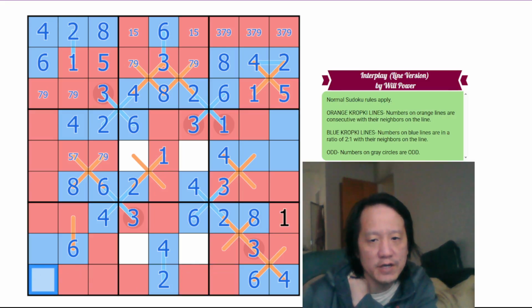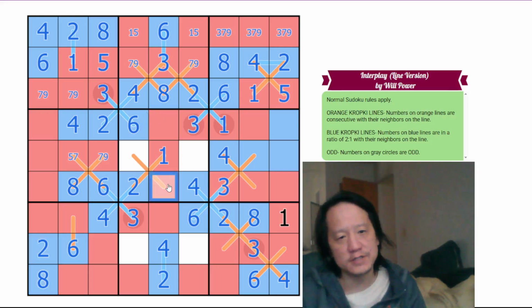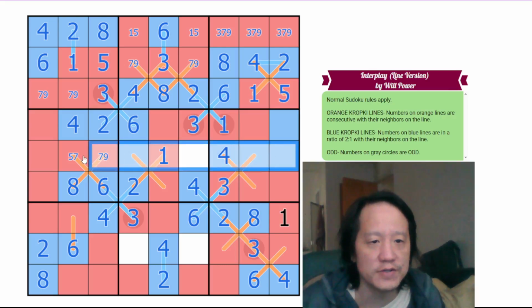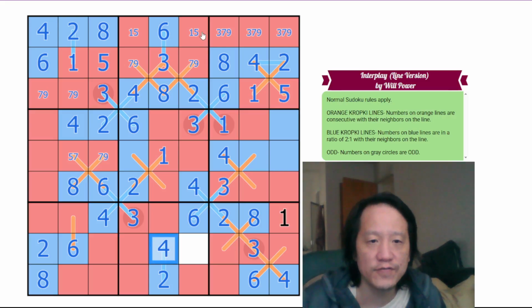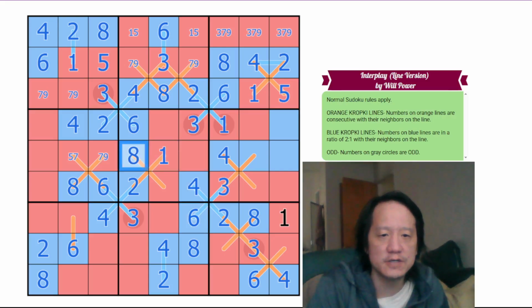And this must be 8, and this must be 2. This is an odd digit. It's consecutive with only even digits, so this is even. We have 4 evens in row 5 and column 4. That means these must be odd, which gives us 5 odds in column 6 and row 8, so this must be even. And this is the 8 then. So that makes this 8.